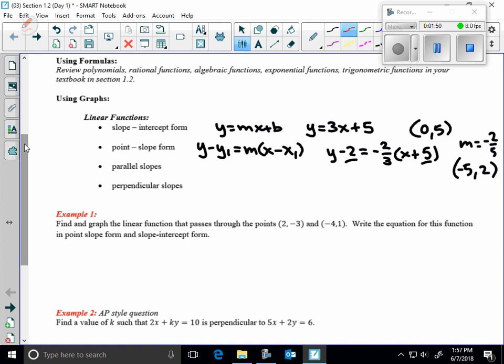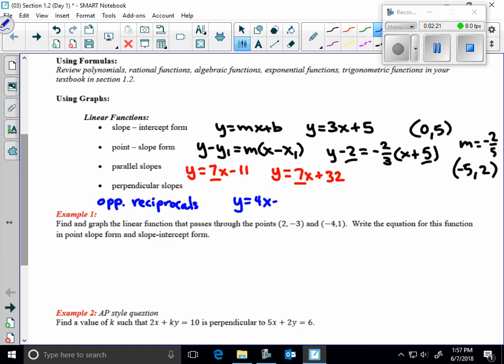Two lines that have parallel slopes: y equals 7x minus 11, and y equals 7x plus 32. They have the same slopes, so they're parallel. Slopes are perpendicular if they're opposite reciprocals. Here I have y equals 4x minus 11, and over here I have y minus 2 equals negative 1/4 x plus 8. You'll see their slopes are opposite reciprocals, therefore they are perpendicular to each other.